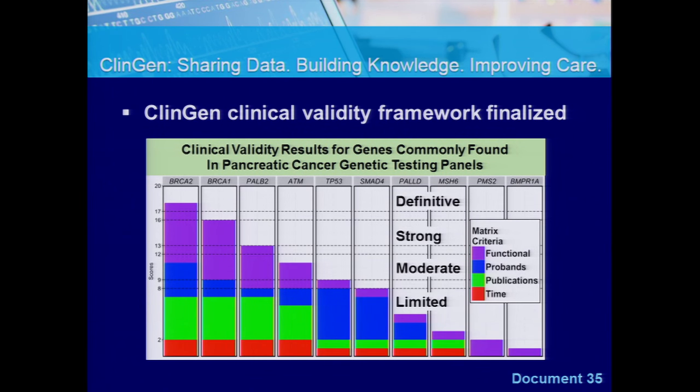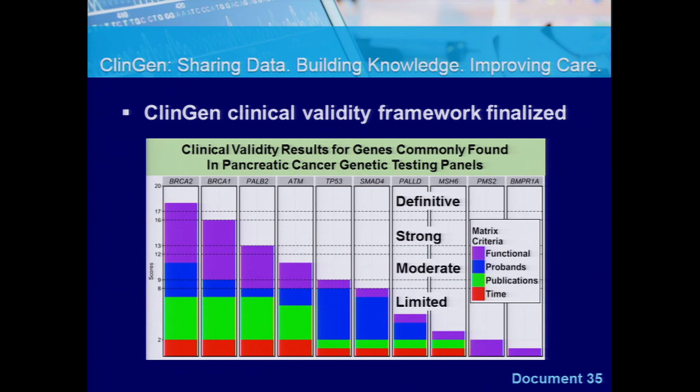The Clinical Genome Resource, or ClinGen, which aims to build an authoritative central resource that defines the clinical relevance of genes and genomic variants for use in precision medicine and research, has just entered its third year of funding. We are pleased to report that version one of ClinGen's clinical validity framework has been finalized. This framework defines the criteria needed to assess the clinical validity of a disease-gene pair and quantifies the strength of the evidence supporting or refuting the relationship.